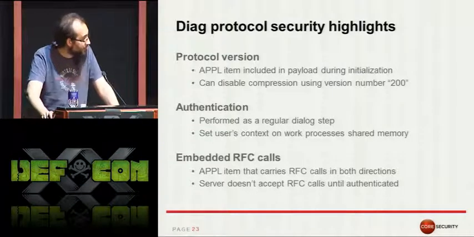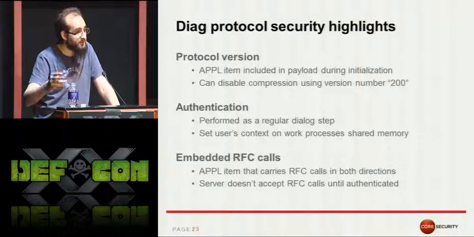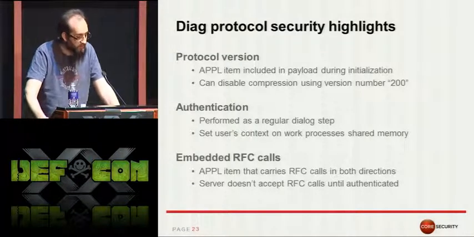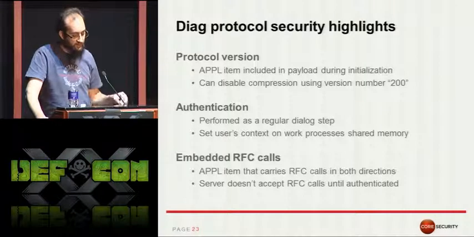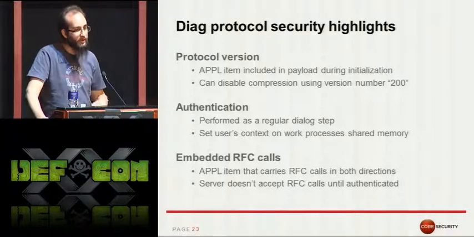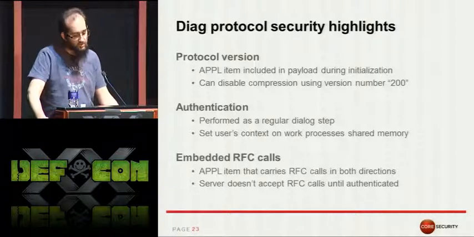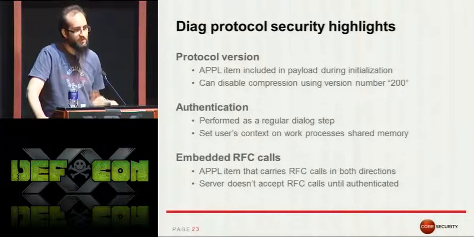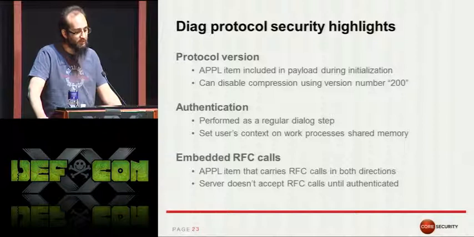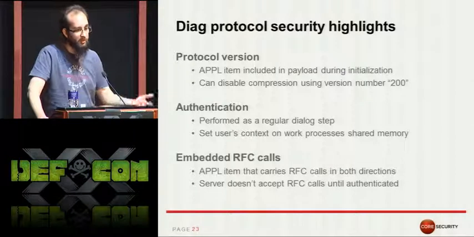There are some highlights, some things that I found interesting during my research. The first one is that one of the APPL items that must be included during the initialization is the protocol version. One of the things that I found is that if you specify a specific version number during the initialization, all the remaining packets coming from the server will be uncompressed. This is useful, for example, if you are writing an exploit or some script or code, and you don't want to use all the compression functions in all your packets.